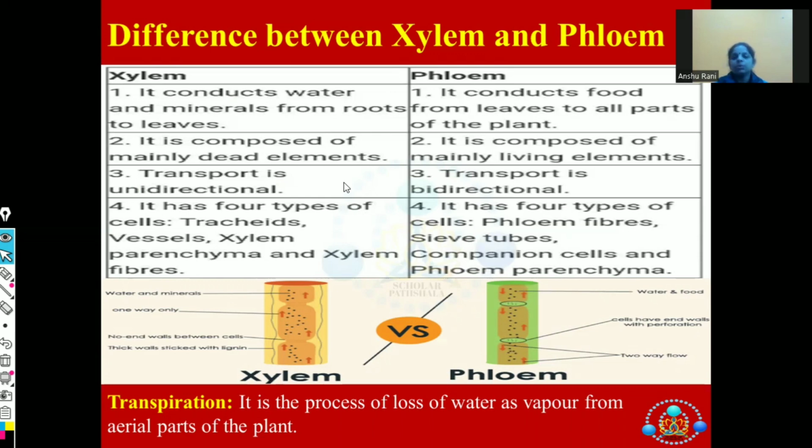Xylem works on the basis of transpiration in leaves. By transpiration, leaves are liberating water. So there is a suction provided in the xylem. Because of that, it is shifting water to the upper part. Phloem works on the principle of translocation. It is transferring the material, food, from one part to another by translocation.